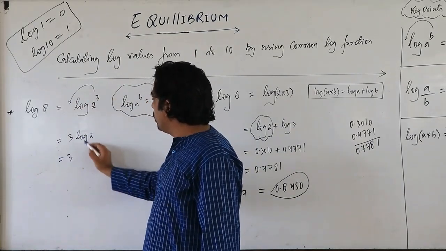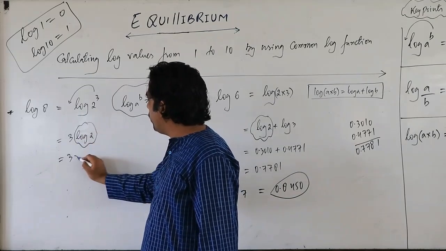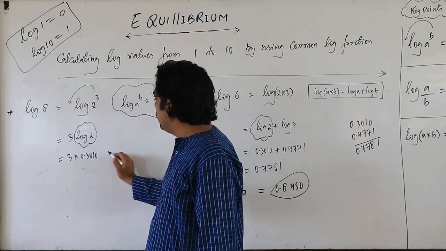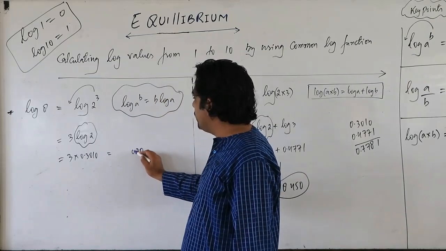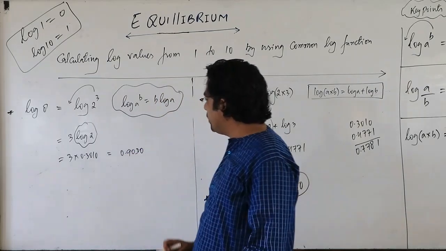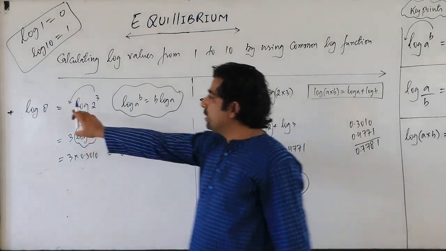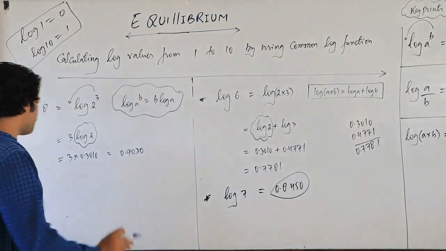3 into log 2 is how much, my dear friends? We are knowing about this. That is 0.3010. So what is the value here? That is 0.9030 is the value here. So that is log 8. I hope you have understood.